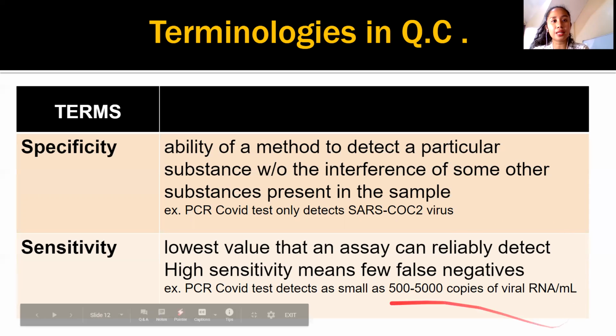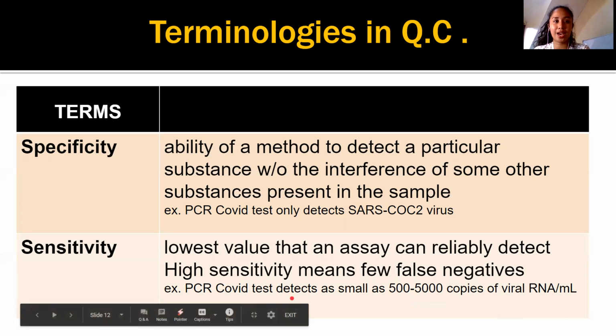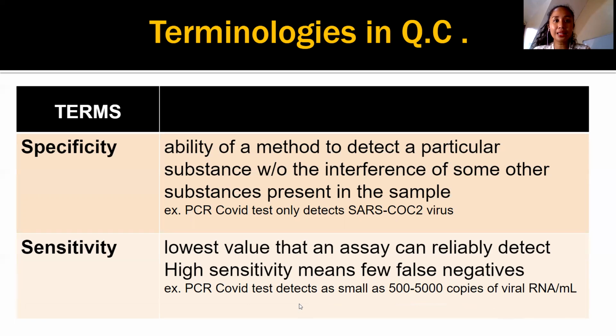How would we say that a test is sensitive? How do we say that a test is sensitive? That, class, the test has the ability to detect even the smallest amount of substance.